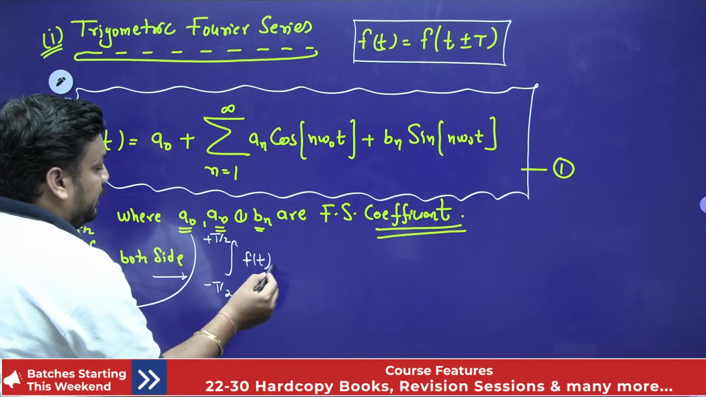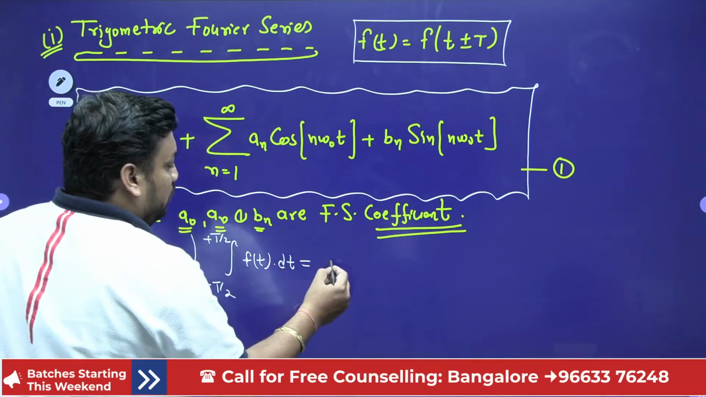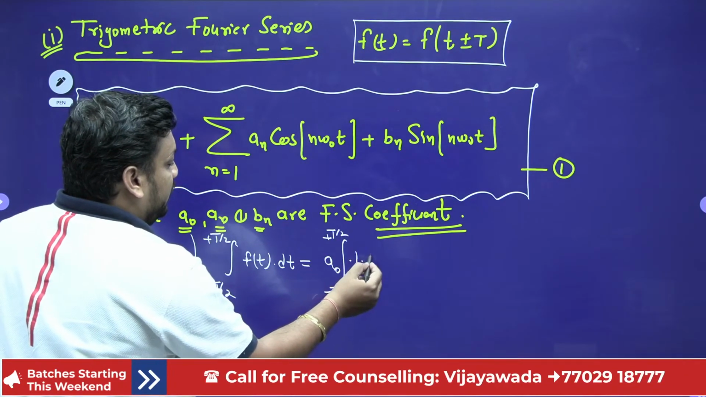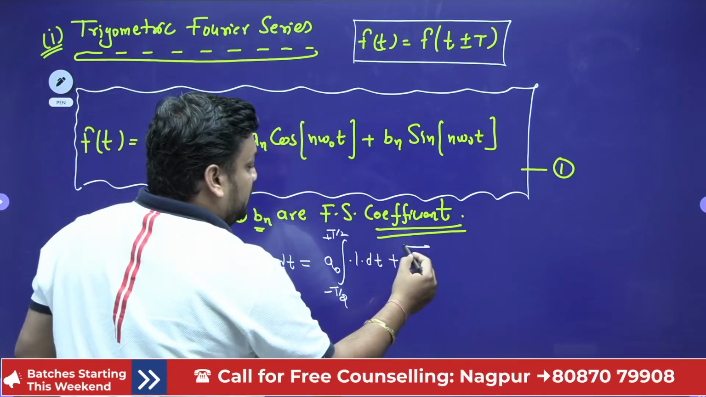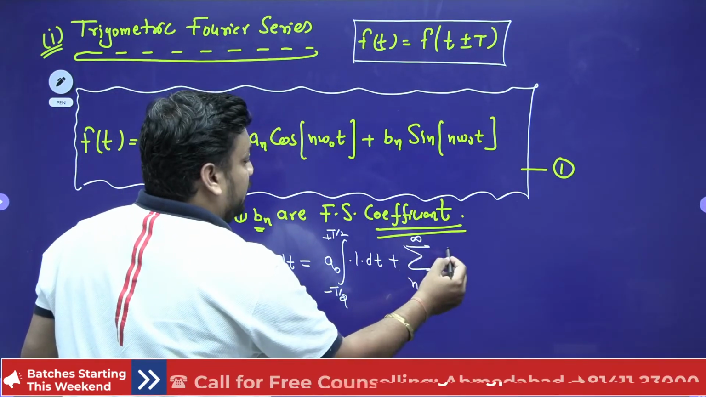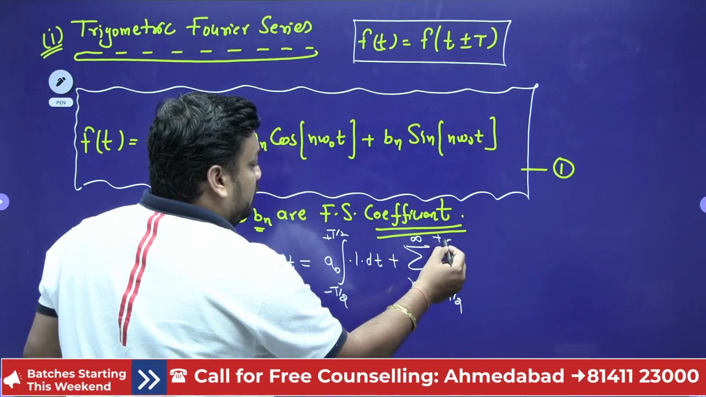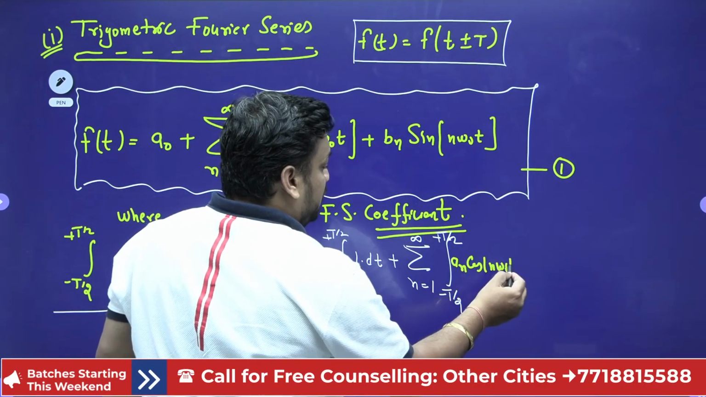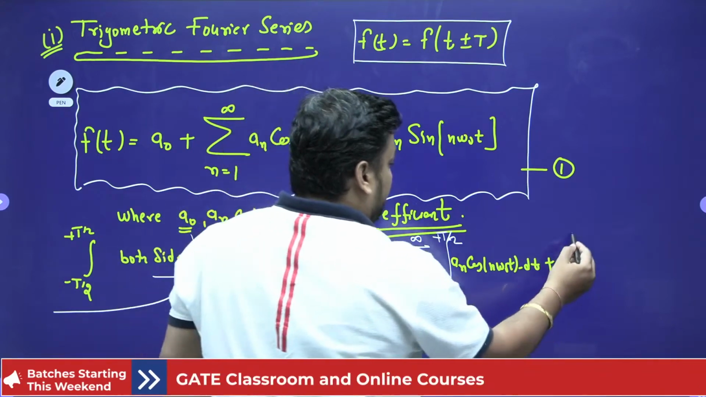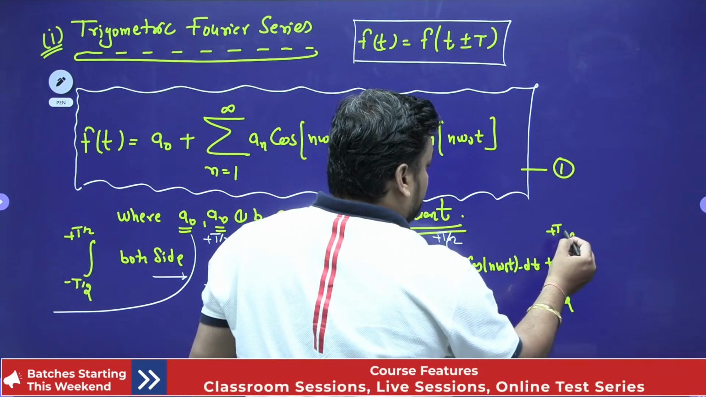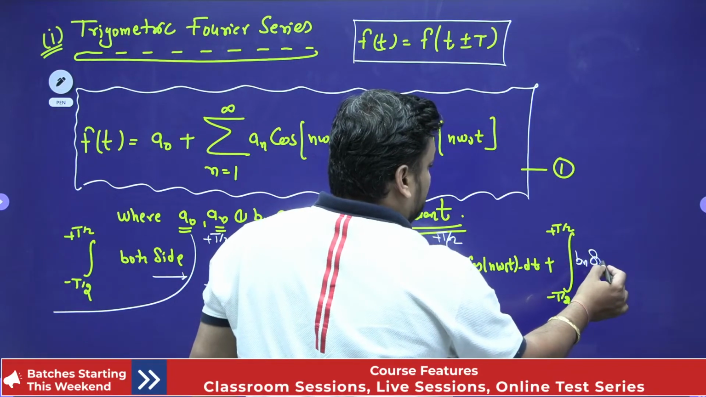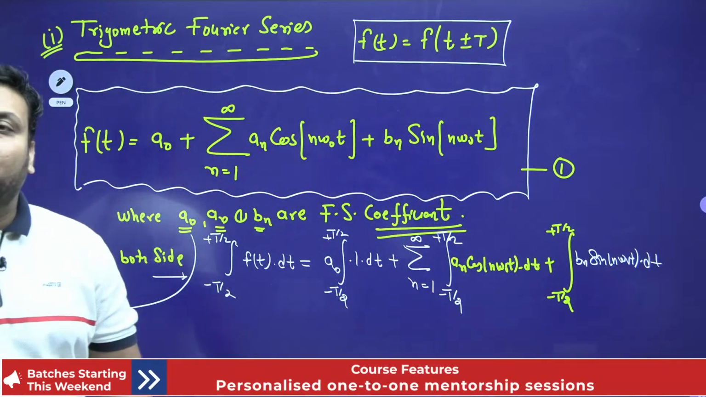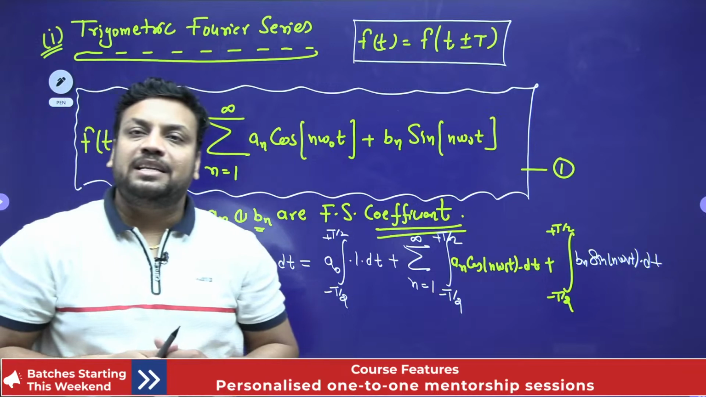Here I have f(t) dt equal to A0, again integrated from minus T by 2 to plus T by 2, of 1 into dt, plus the summation, which I am taking outside, n equal to 1 to infinity, of the integral from minus T by 2 to plus T by 2 of an cos(n omega 0 t) dt, and plus the integral from minus T by 2 to plus T by 2 of bn sin(n omega 0 t) dt.